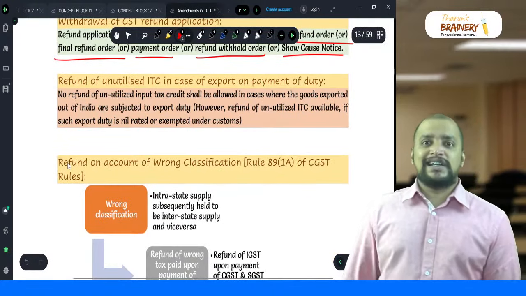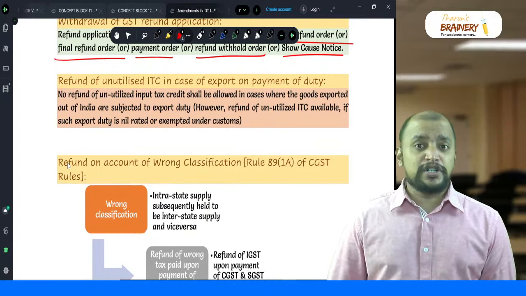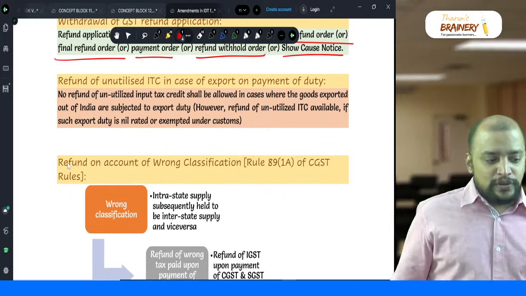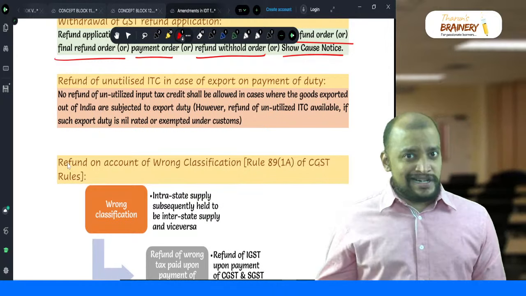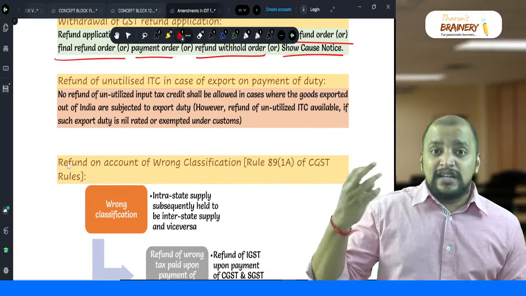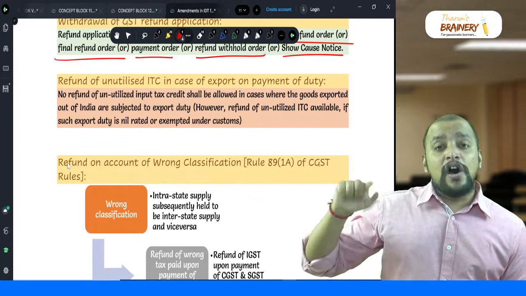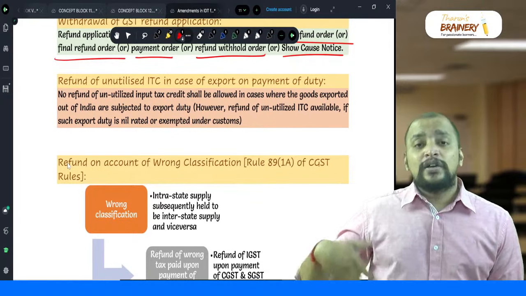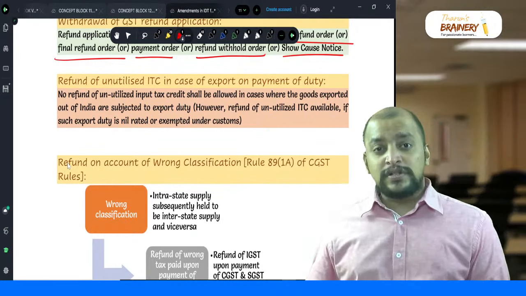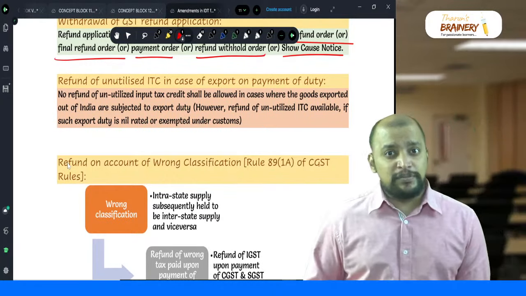Then refund of unutilized ITC for export on payment of duty. Which duty? Customs duty. So we have one point. Whenever you export and on that you pay customs duty, you will not be able to get the refund of unutilized ITC. Whenever you export, you will not be getting refund of unutilized ITC if customs duty is payable on that export. Are nil rated or exempted goods also treated as goods on which customs duty is payable? No. Under customs, nil rated goods or exempted goods will not be treated as duty paid goods, so the notion that refund of unutilized ITC is not available for them is wrong.